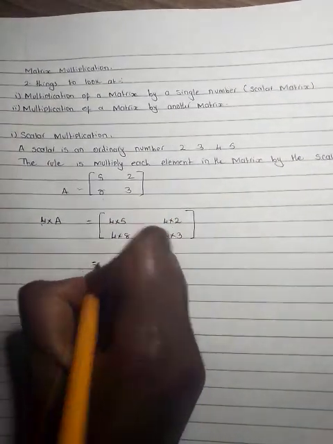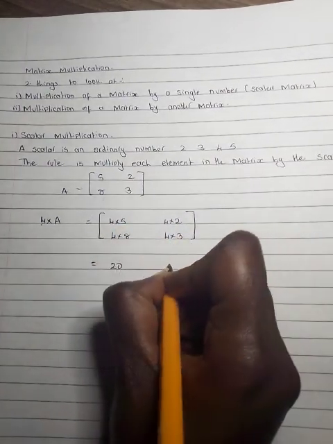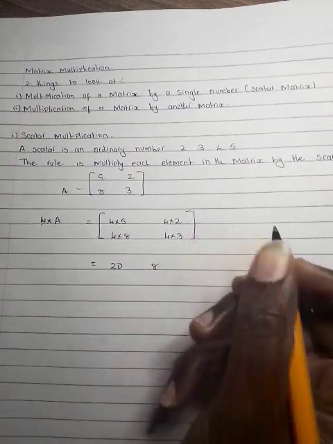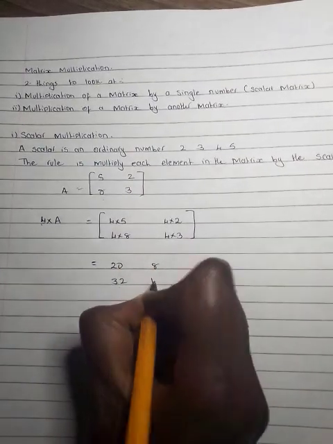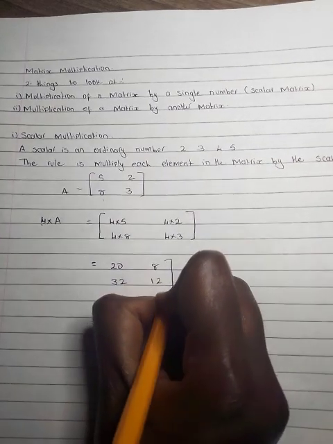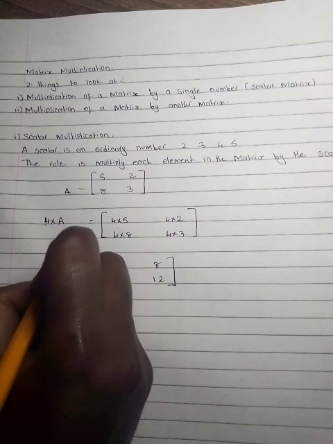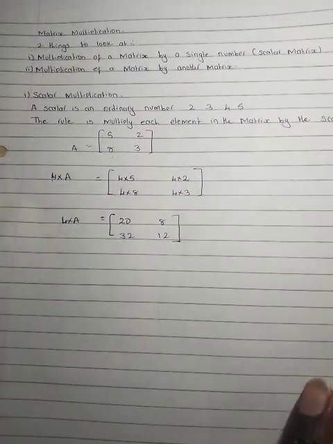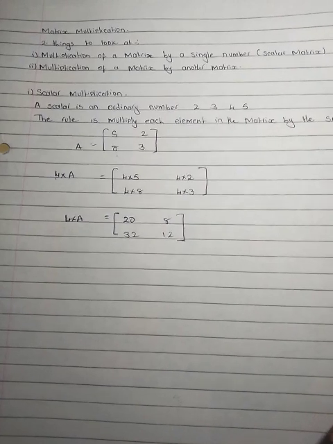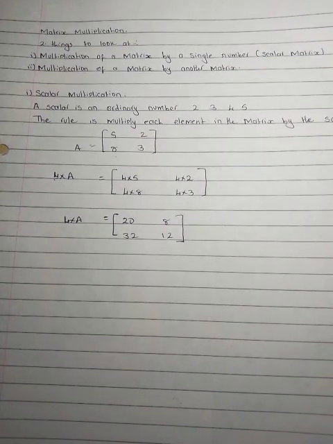So the answer to that will be 4 times 5 is 20, 4 times 2 is 8, 4 times 8 is 32, 4 times 3 is 12. Like so. So 4 times A will be equal to that. Very simple, very straightforward. Now let us look at a matrix multiplication.